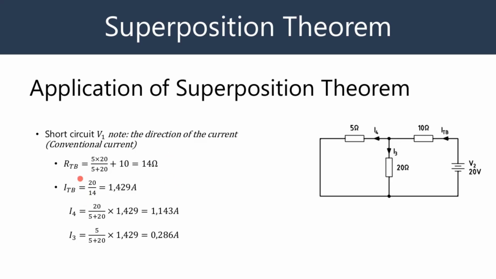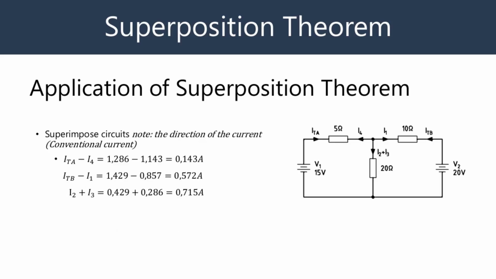And I say 20 divided by 14 to get the total current, ITB, 1.429. I then take I4 and I say 20 divided by 5 plus 20 times 1.429. That gives me a value of 1.143 amps. I3 equals 5 divided by 5 plus 20 times 1.429. That gives me 0.286 amps.